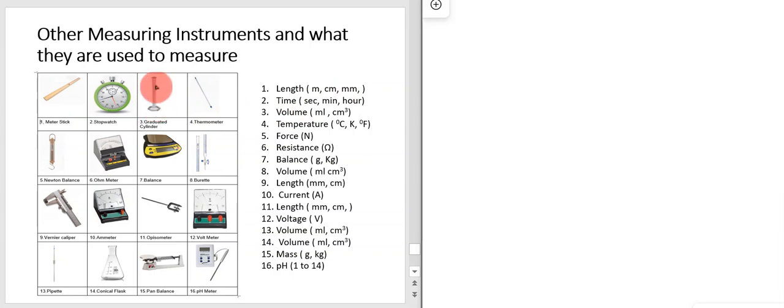The next one is the graduated cylinder, which we briefly talked about previously. Again, that's used to measure volume. Each graduation on it is normally 1 mil. And just to know as well, 1 mil is equal to 1 centimeter cubed. Okay, so that's important that you know that.